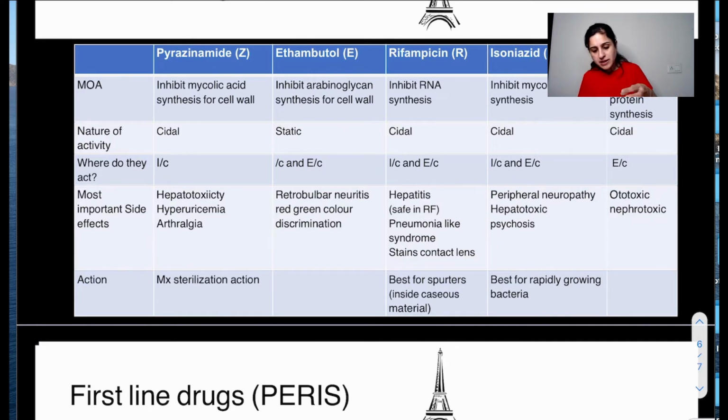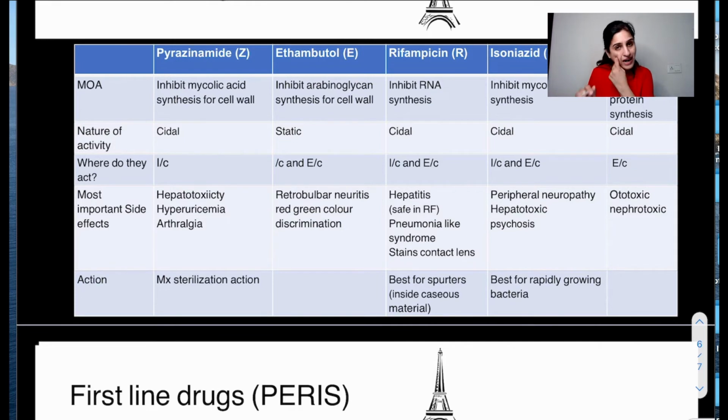ठीक है. Then some are like which are present inside. ठीक है. Slow growing bacteria, rapidly growing, slow growing, spurters जो बीच में grow करते हैं, spurts आते हैं उनमें, that's why they call spurters. And the fourth one is a dormant. Dormant पे कोई drug effective नहीं है अभी तक.